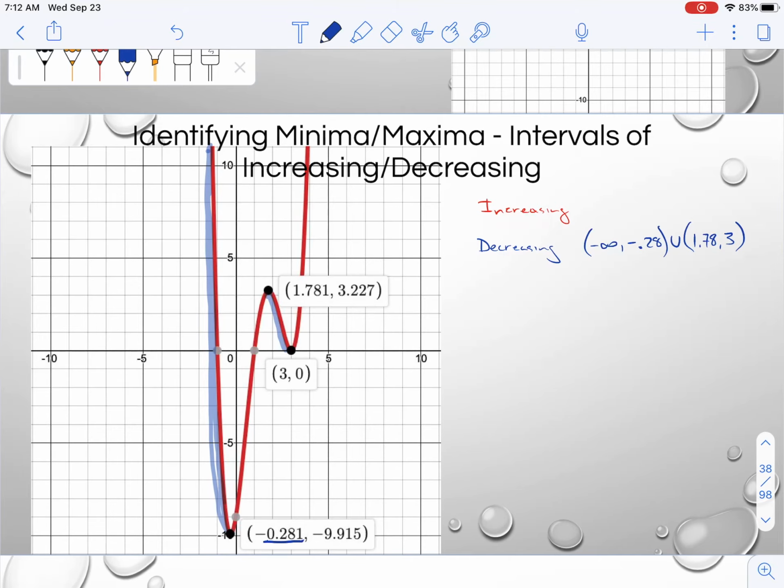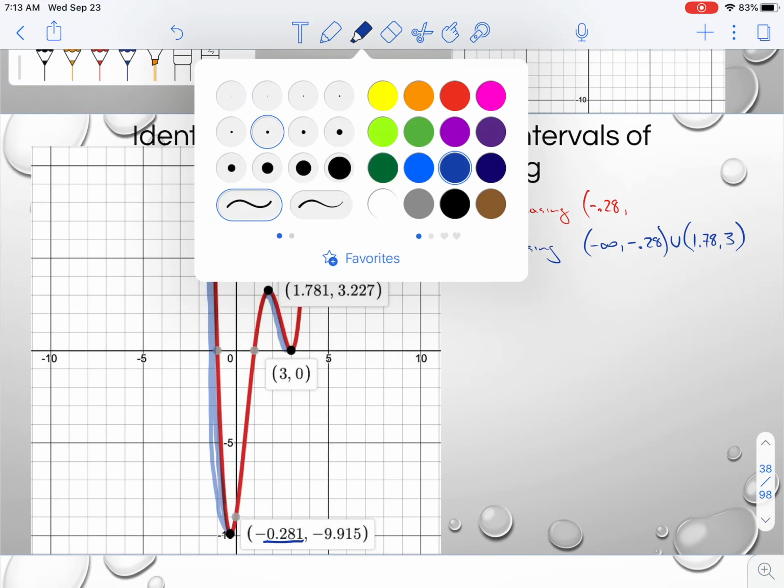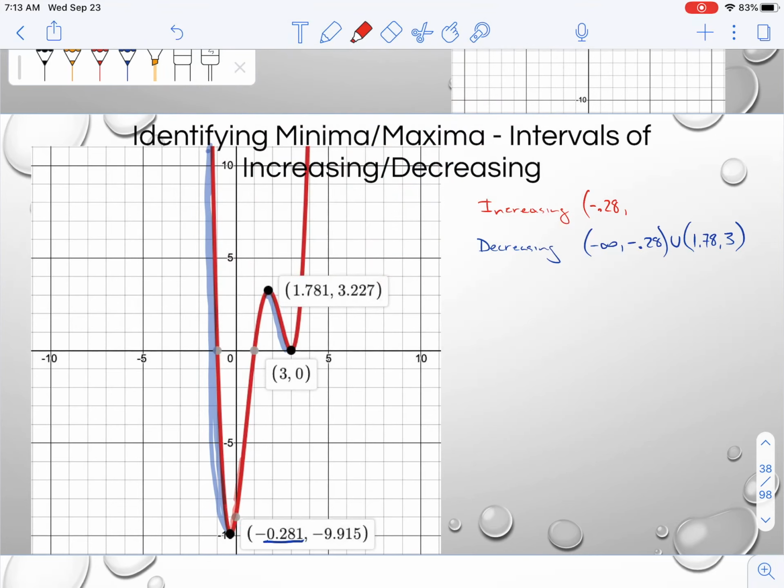For my intervals of increasing, I'm going to be increasing from negative 0.28 through 3 along this interval. And I'm also going to be increasing from 3 through infinity.